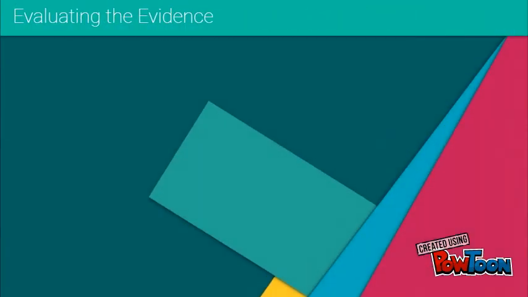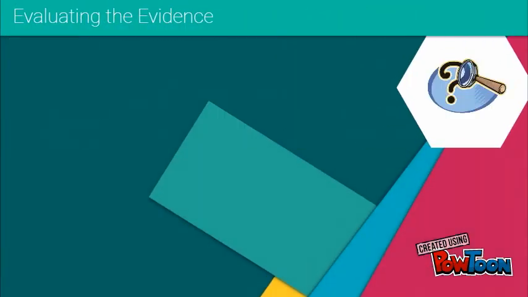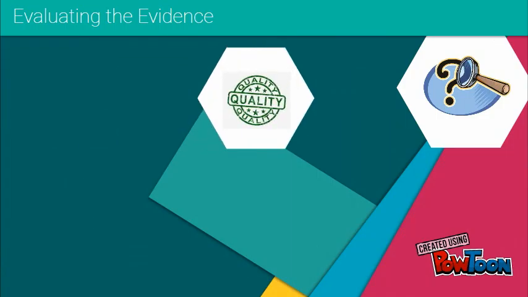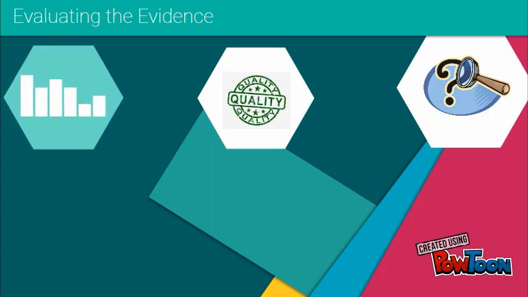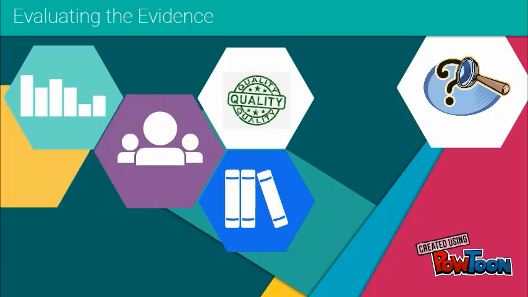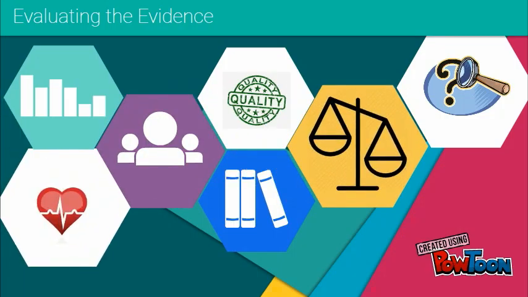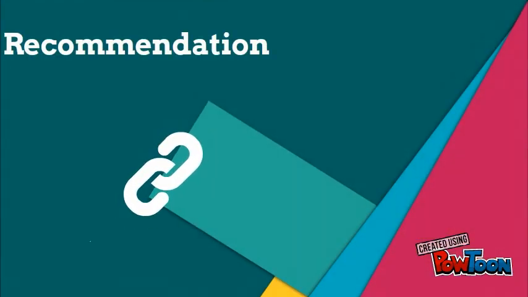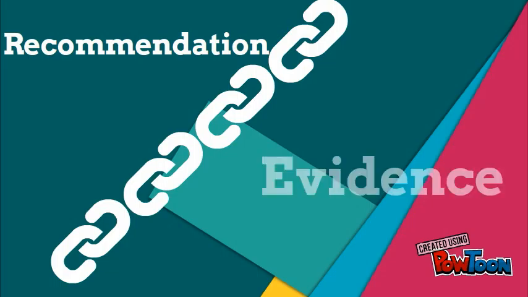When determining the strength of the evidence, ask the following questions. Was it the best design type for the issue? Were quality studies and systematic reviews included? Was there consistency in the findings? What were the number of studies? What were the sample sizes? What was the size of the benefit? And what was the directness to the health outcome? It is very important that the recommendations are clearly linked to the evidence.